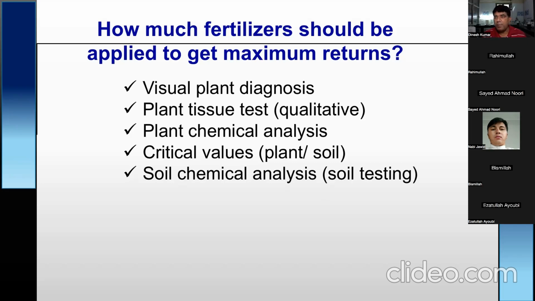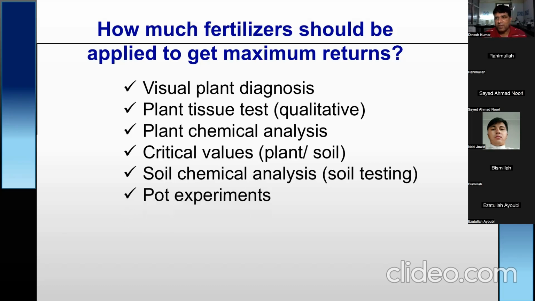And then we can compare it with the soil fertility index, or you can call it fertility status. So we can see whether our soils are deficient or sufficient in nutrients. But again, it cannot guide us to decide the quantity of fertilizer to be applied.